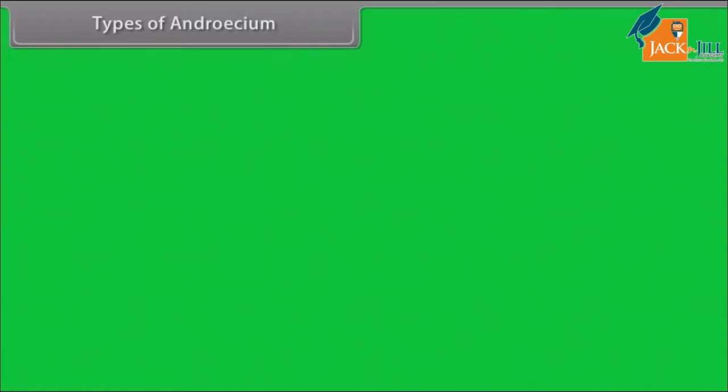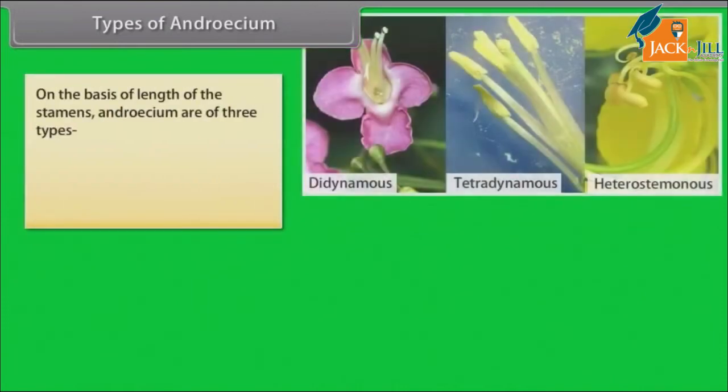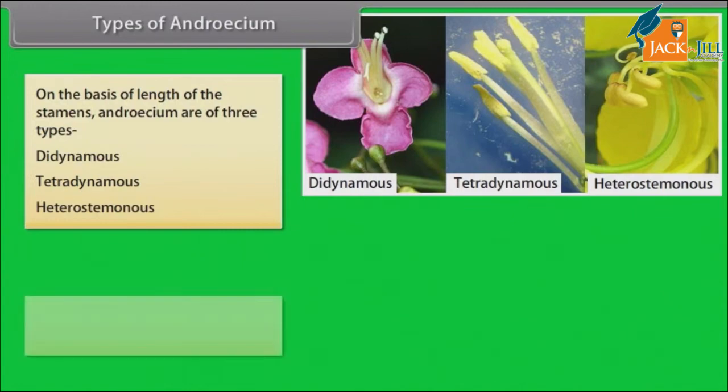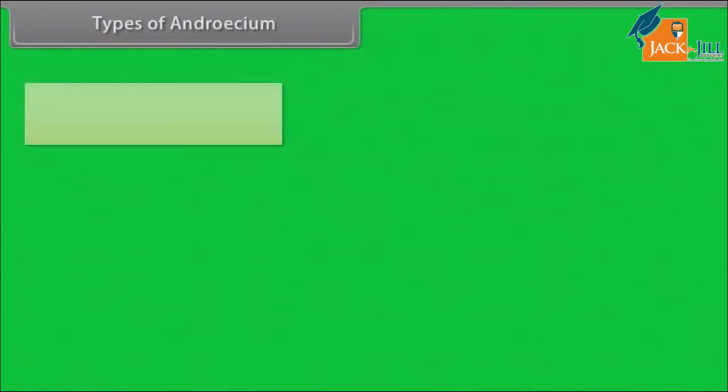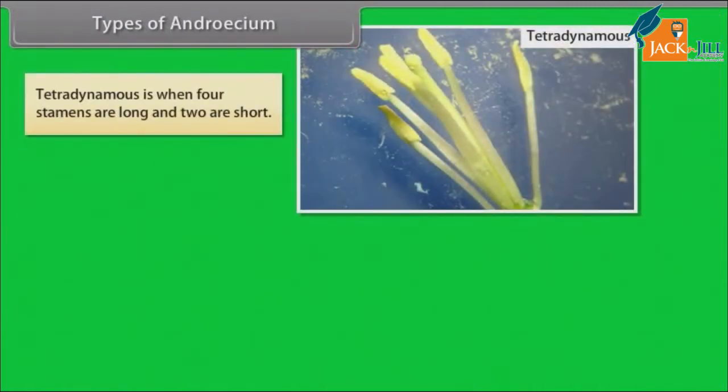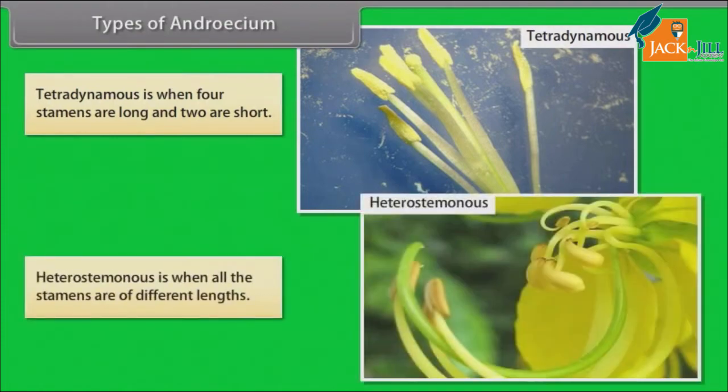Types of androecium. On the basis of length of the stamens, androecium is of 3 types: didynamous, tetradynamous, and heterostaminous. Didynamous is when two stamens are long and two are short. Tetradynamous is when four stamens are long and two are short. Heterostaminous is when all the stamens are of different lengths.